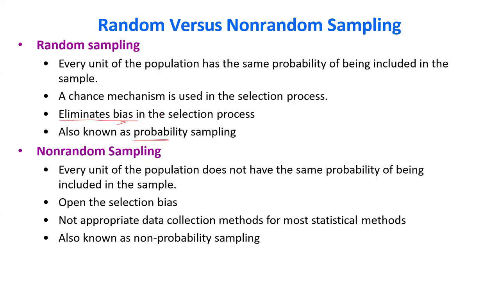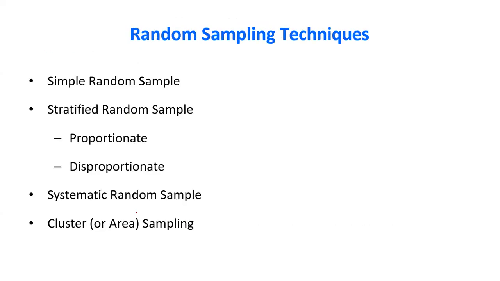Okay, so then comes the non-random. Here, it will not have any probability. It's a non-probabilistic way of sampling. And here it will open up some level of selection bias. And when there is bias in the data, then that data generally we don't consider as appropriate for statistical analysis. Okay.